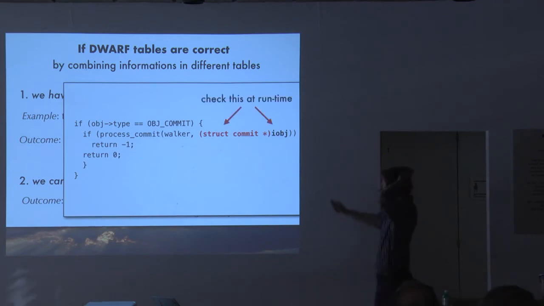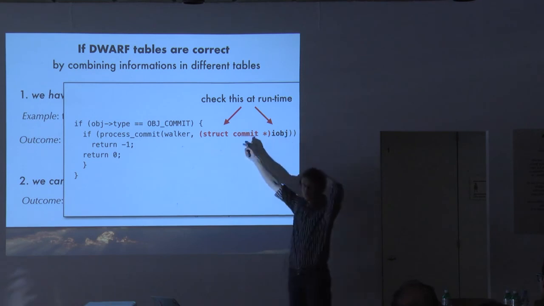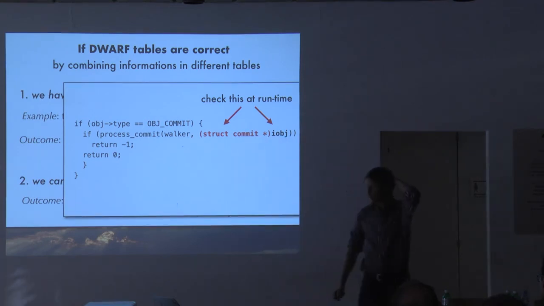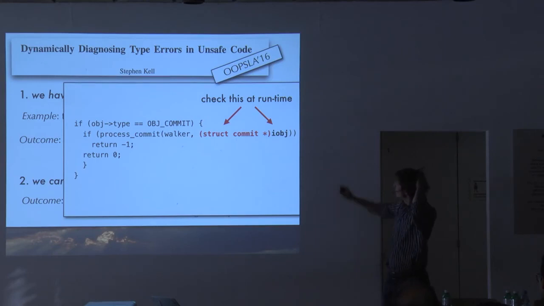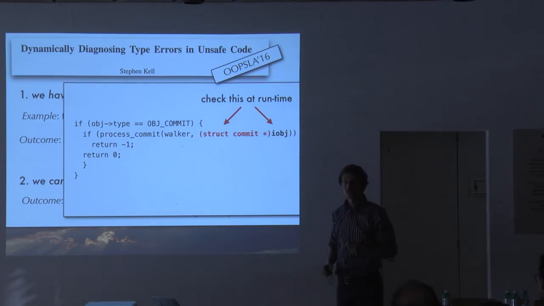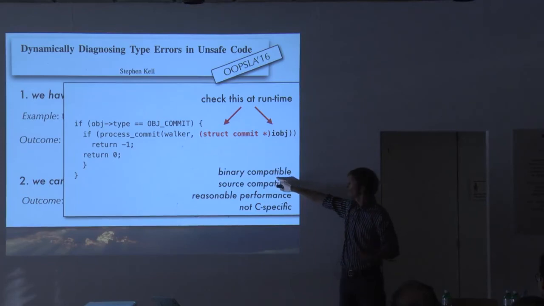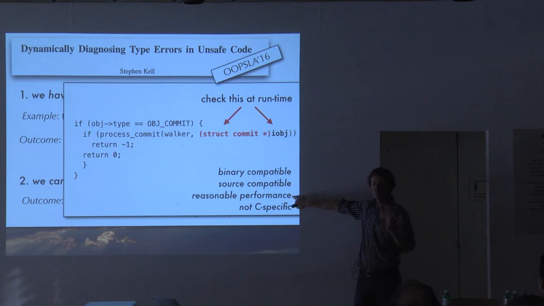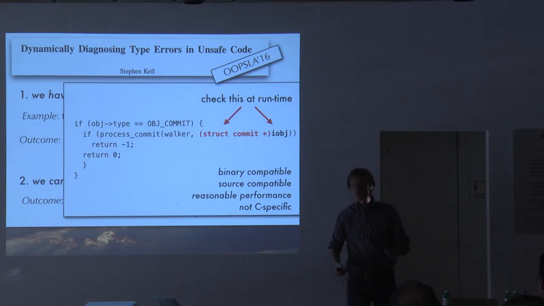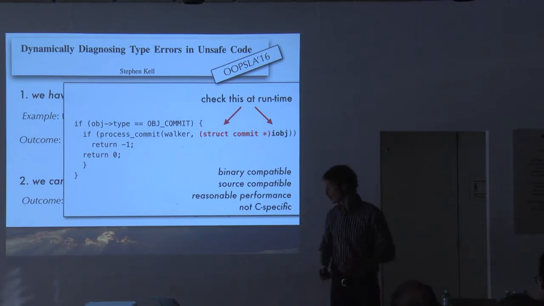So it would be super cool if we could check at runtime that iObj is really a struct commit. Okay? And by using information in the debug tables, Stephen Kell, Uppsala 16, has been able to do exactly this with some lovely properties. It doesn't have to modify the binary, so you keep binary compatibility. You don't have to add any annotation to the source file, so it is what I call source compatible. It gets reasonable performance, on average 10% slowdown, which is perfectly fine if you're doing debug, not for production, but this is for debugging, okay? And it is not C-specific because none of this debug information is specific to C. It can be used for any languages.